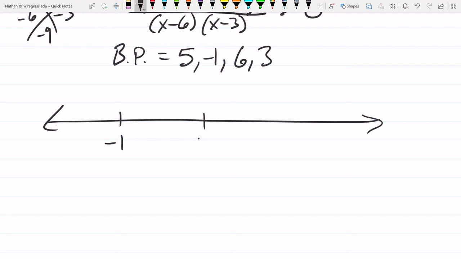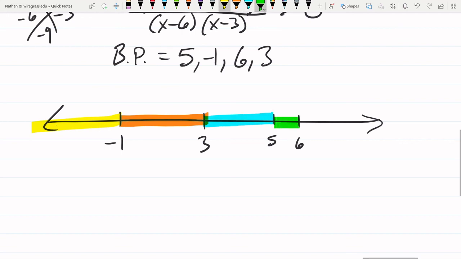We'll do 3, maybe like 5 and 6. It could be a little bit skewed, but whatever. So this interval, this one, and I'll go back to yellow again. All right, you can test a few numbers. We have 0 here. I can test 4 here. I can test like 5.5. Very large positive number. You can test like -10 or +10 and -2.